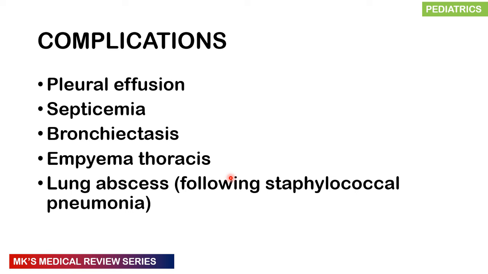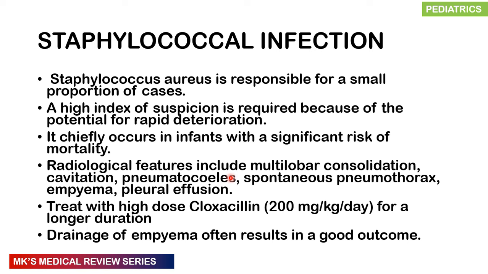Before we end the lecture, I want us to talk about 2 important things. The first thing is staphylococcal infections. Remember that these are responsible for a small proportion of the cases, and they need a high index of suspicion because they have the potential to rapidly deteriorate. It's very common in infants and it has a significant risk of mortality. On the chest X-ray, you may see multilobar consolidations, cavitations, pneumatoceles, spontaneous pneumothorax, empyema, and even some pleural effusions. These are usually treated with high-dose cloxacillin at 200 milligrams per kg per day for a longer duration than those that have a typical pneumonia. And of course, drainage of empyema results in good outcome.